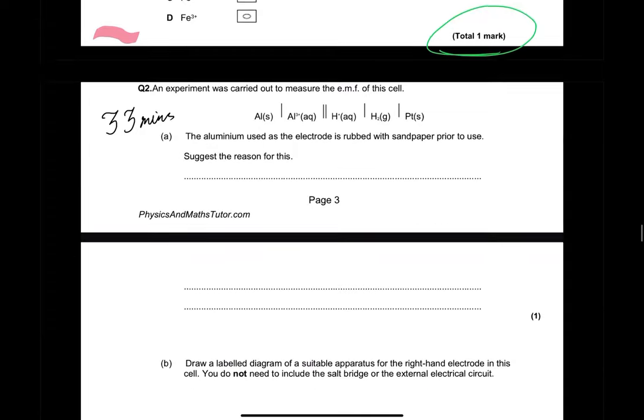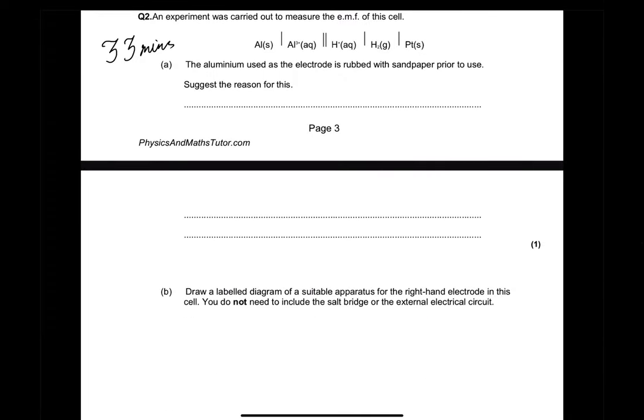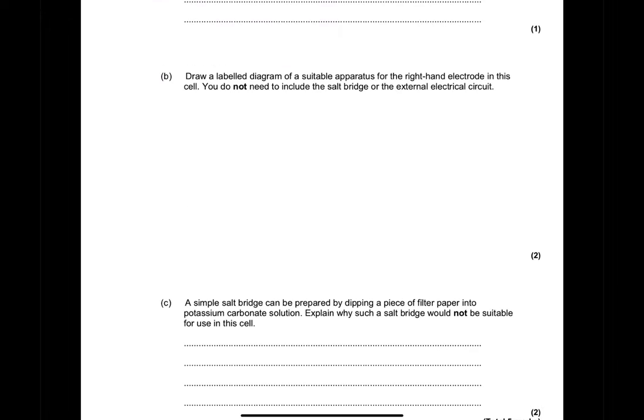Okay, so I use this such as rubber. The reason for this is just to remove the oxide layer. Remember, this is aluminium, so exposed to oxygen it will form aluminium oxide, like rusting. So we want to remove that oxide layer so we just get pure aluminium. We don't want it to react with aluminium oxide. One mark there.